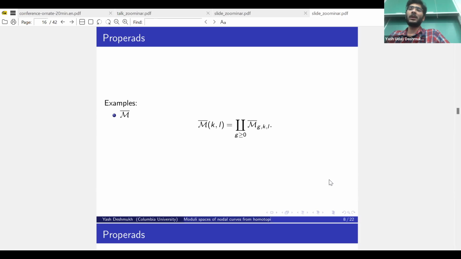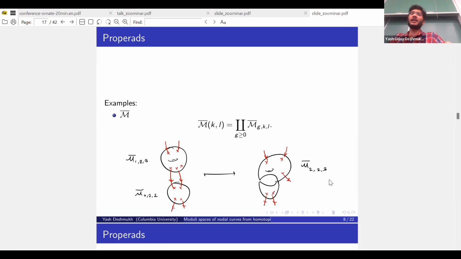Similarly, you can do the same thing for Deligne-Mumford moduli spaces. And in this case, the gluing is slightly different. There are no boundaries, but you have these input mark points and output mark points. And the composition is just literally given by concatenating the mark points. That's your properad composition.